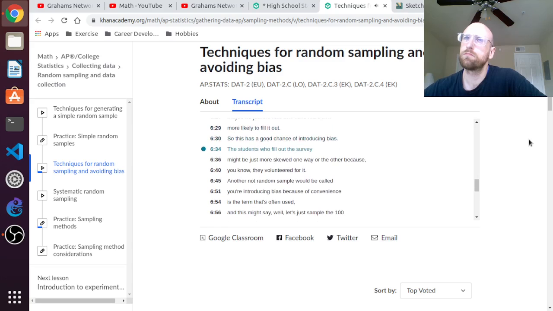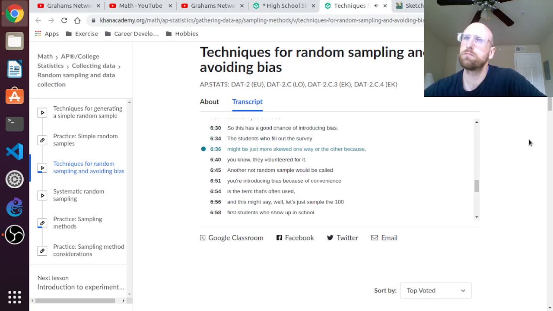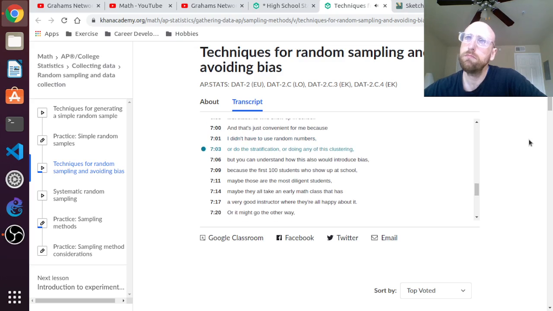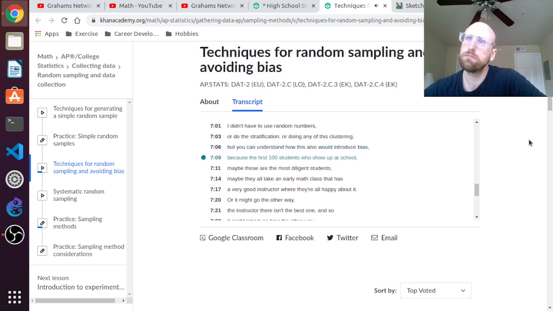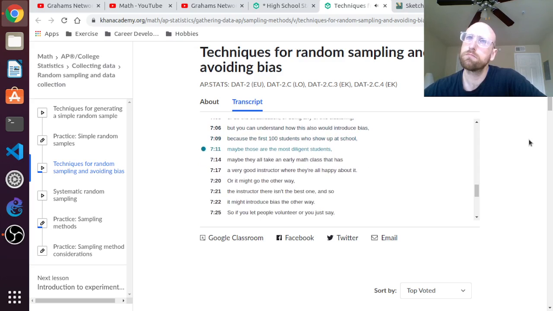The students who fill out the surveys might be just more skewed one way or the other because they volunteered for it. Another not random sample is what we call a convenience sample. You're introducing bias because of convenience. And this might say, well, let's just sample the 100 first students who show up in school. And that's just convenient for me because I don't do these random numbers, or do stratification, or doing any of this clustering. But you can understand how this also would introduce bias. Because the first 100 students who show up in school, maybe those are the most diligent students, maybe they all take an early math class that has a very good instructor, they're all happy about it, or it might be the other way. The instructor there isn't the best one, so it might introduce bias the other way.